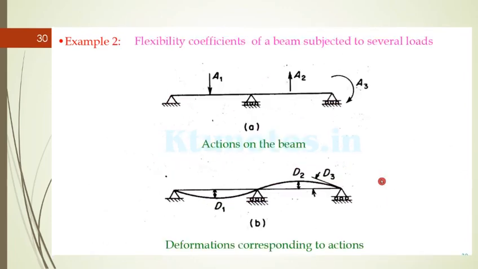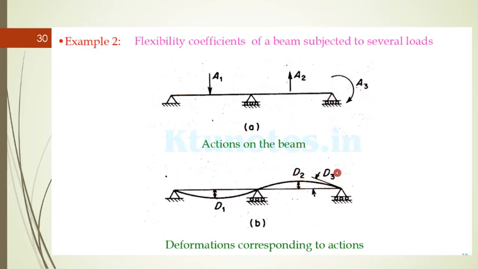Some more examples. Flexibility coefficient of a beam subjected to several loads. So in this case, there is A1, there is A2 and A3. A1 is a downward load, A2 upward, and A3 is a moment. It's actually a continuous beam, with one hinge and a roller, and due to the action of all these loads, there will be D1 deformation here, D1, then D2 will be there.